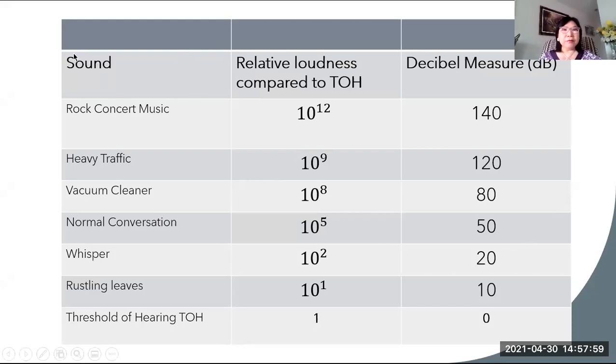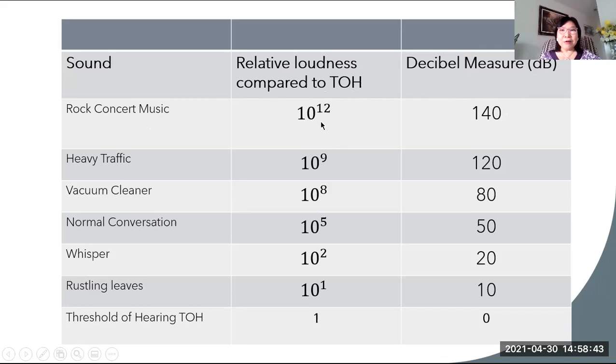On the first column, I'm talking about the type of sound, like rock concert music or heavy traffic. The next column is the measurement based on the statistical data, the relative loudness compared to the threshold of hearing. And the third column is how the unit was converted into the unit of decibel measurement. So let's take a look at the first row here, the loudness of rock concert music.